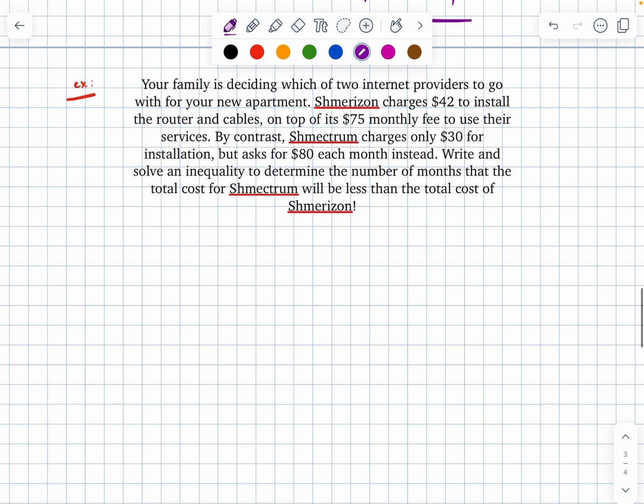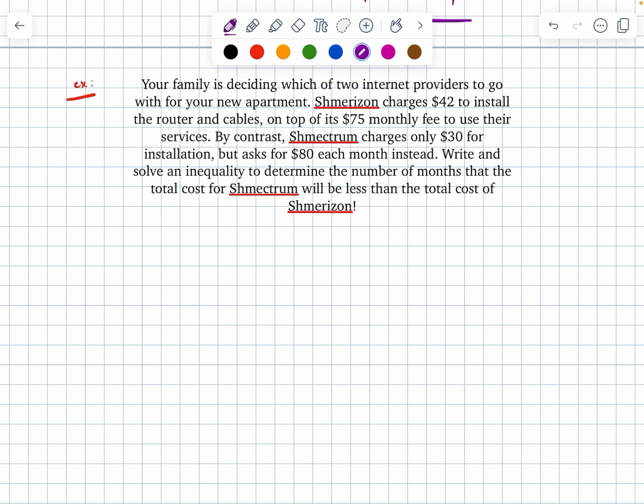And last but not least, one more for the road. Your family is deciding which of two internet providers to go with for your new apartment. Schmerizon charges $42 to install the router and cables on top of its $75 monthly fee. By contrast, Schmectrum charges only $30 for installation, but asks for $80 each month instead. I want to write and solve an inequality to determine the number of months that the total cost for Schmectrum will be less than the total cost of Schmerizon.